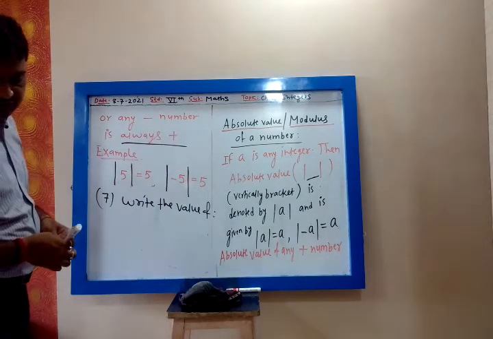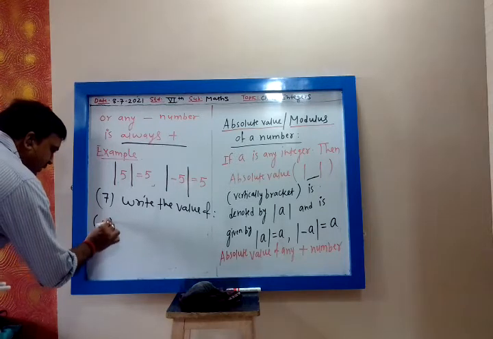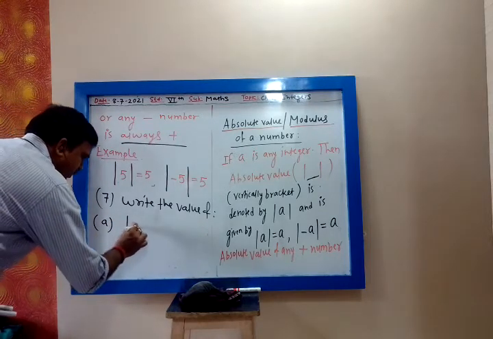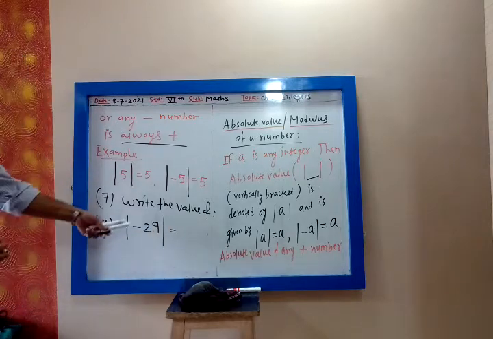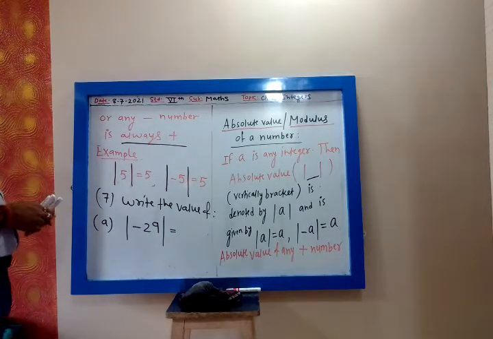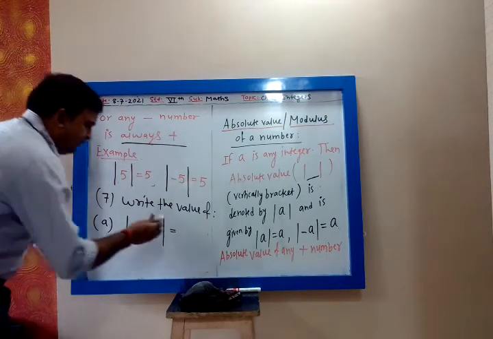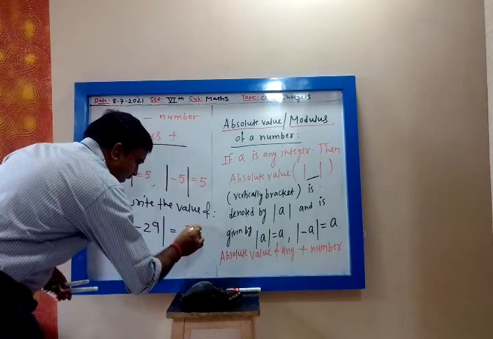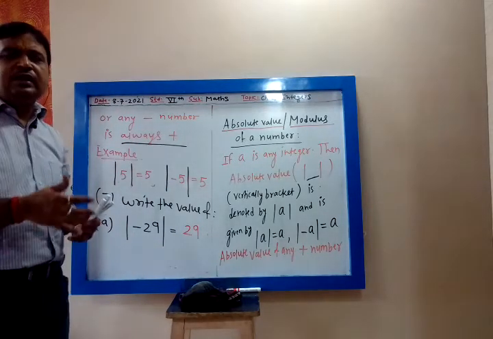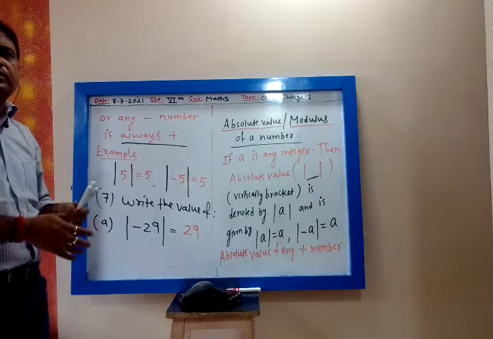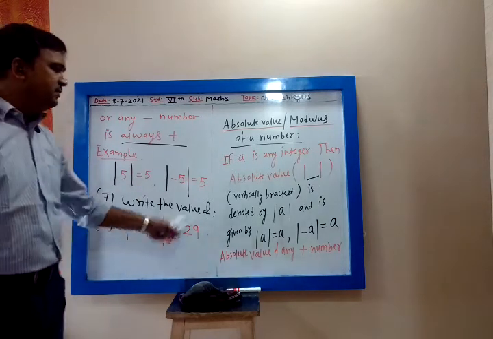Now let us see the first question. A: absolute value of minus 29. Now you tell me, the number is negative, no? Minus 29. It will be a positive number. Whether the number is negative or positive, its absolute value will always be positive. So the absolute value of minus 29 is plus 29.